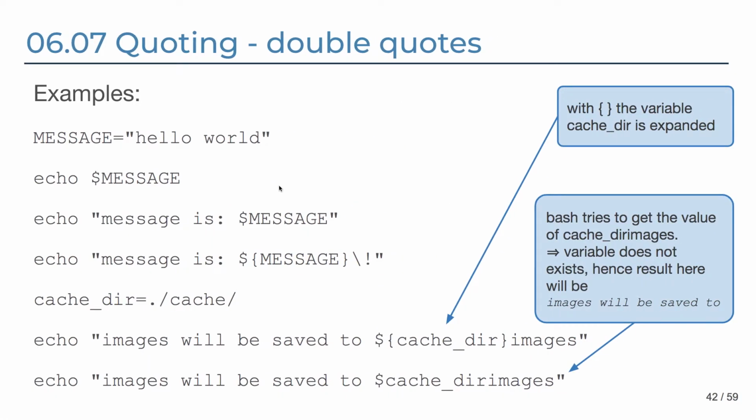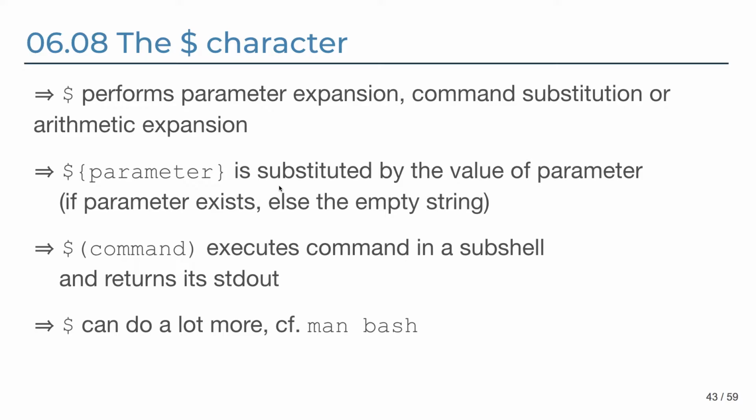All right, speaking of which, the dollar character is a very powerful thing in Bash, because it does all sorts of cool expansions. We already saw one, which is the dollar curly braces parameter expansion. Here it substitutes the whole thing with the value of the parameter.